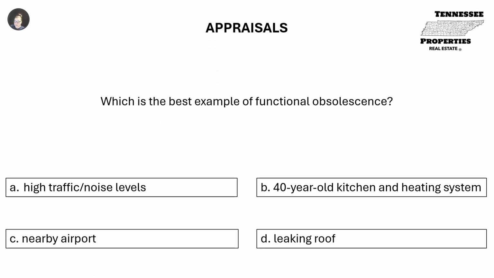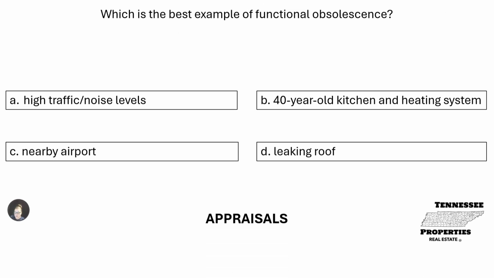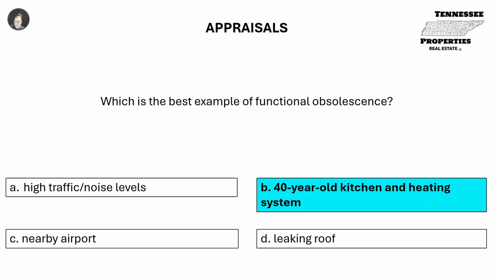Which is the best example of functional obsolescence? A. High traffic noise levels. B. 40-year-old kitchen and heating system. C. Nearby airport. Or D. Leaking roof. B. 40-year-old kitchen and heating system.